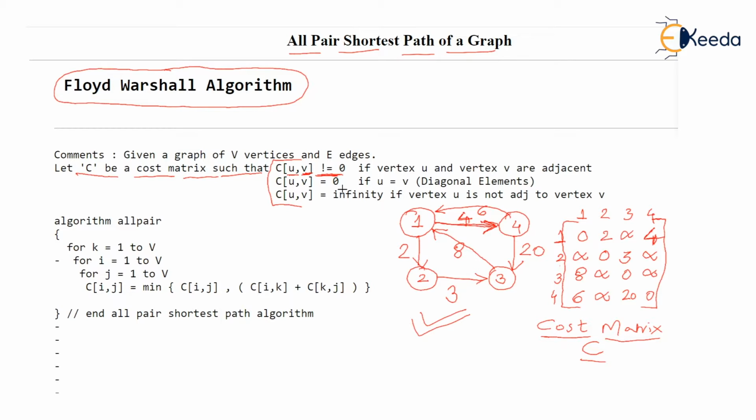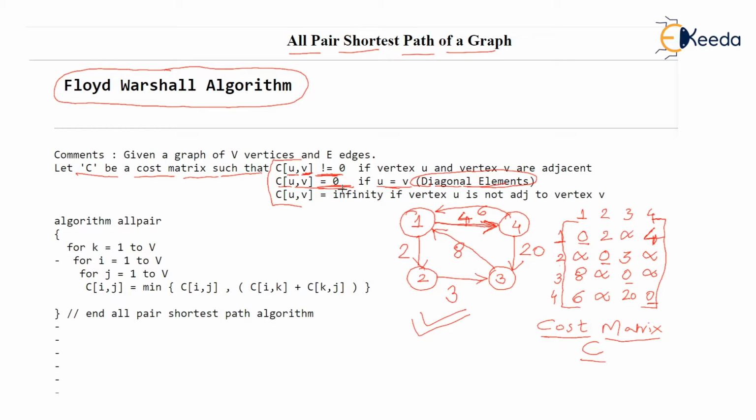The second rule is CUV will be equal to 0 if U is equal to V. That means for diagonal elements we are simply going to store 0. So as you can see in the matrix, C11, C22, C33 and C44, all these diagonal elements are 0.